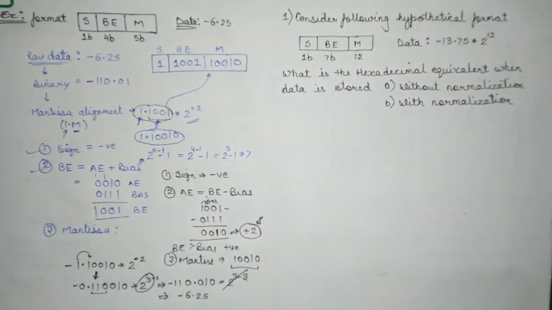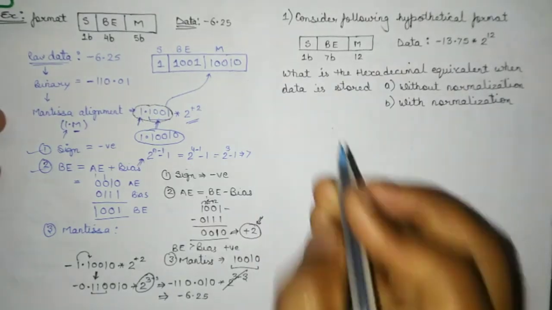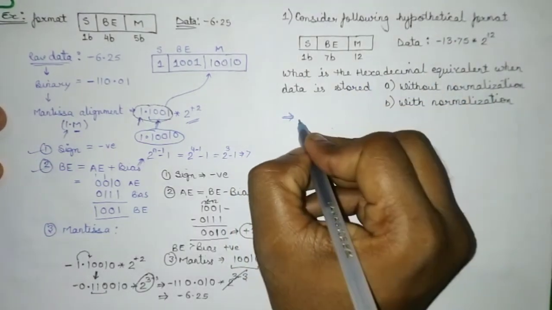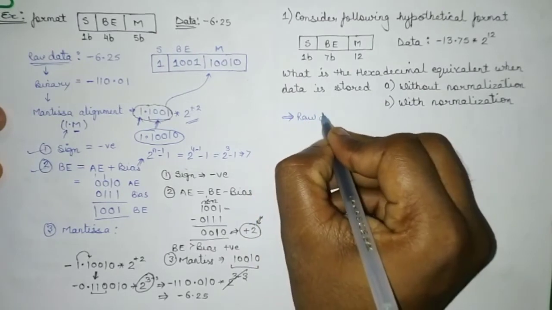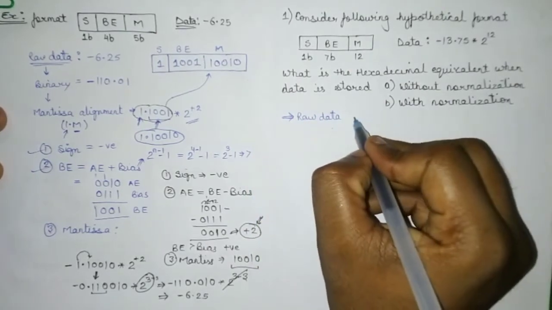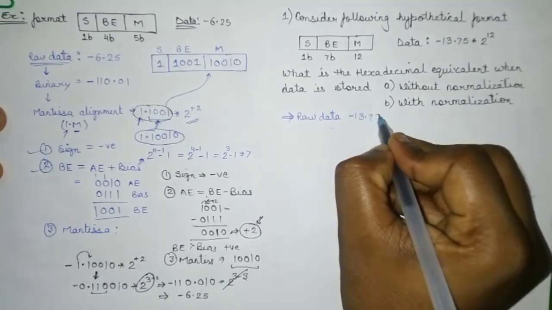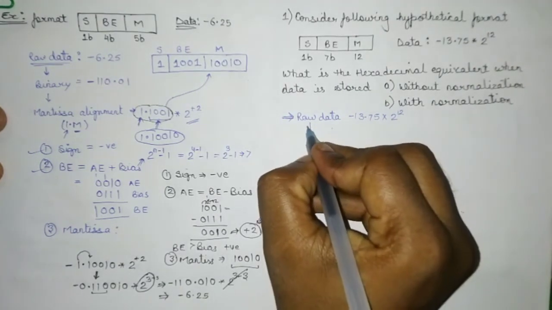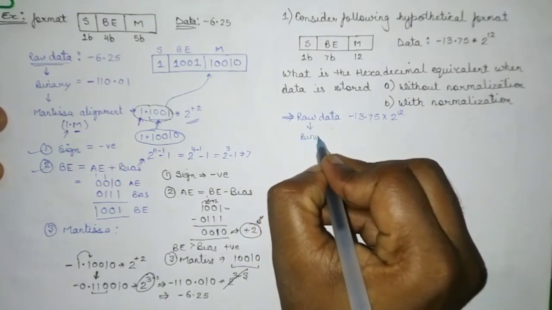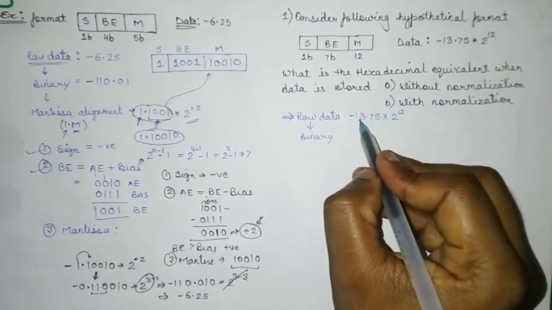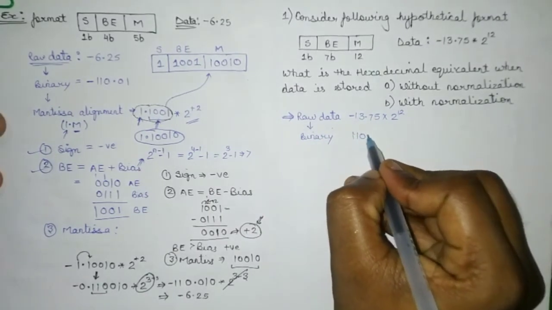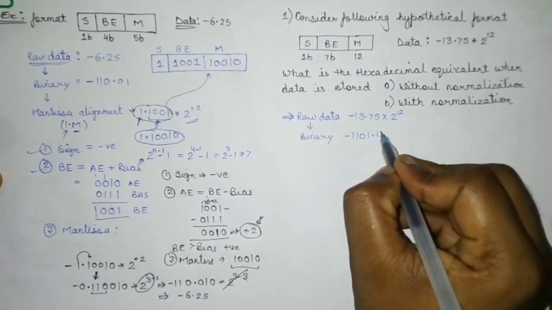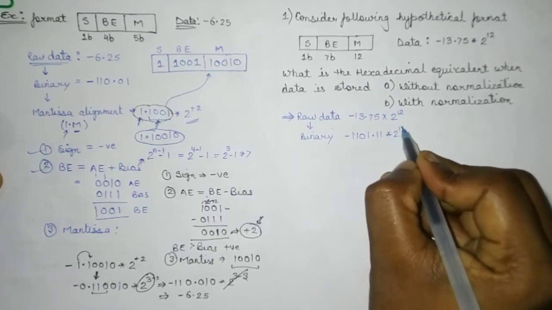First of all, I already explained what your approach should be. You should start with the raw data, as we did in the previous example. So what is the raw data here? Write down the raw data: minus 13.75 into 2 to the power 12. Now just change this into binary. 13 can be written as 1101, and I'm keeping the negative sign as it is. 0.75 can be written as 11, and the 2 to the power 12 stays the same.